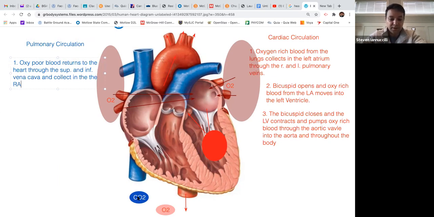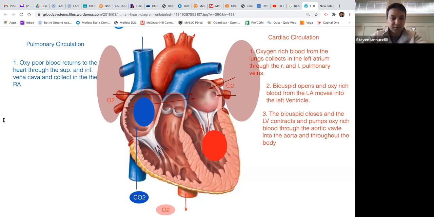Okay, so any blood that's coming back to the heart from your abdomen, legs, and feet is going to come up through the inferior vena cava. And any blood coming back to the heart from your head, neck, shoulders, and arms is going to come back to the heart through the superior vena cava. And they're both going to collect in the right atrium. Okay.